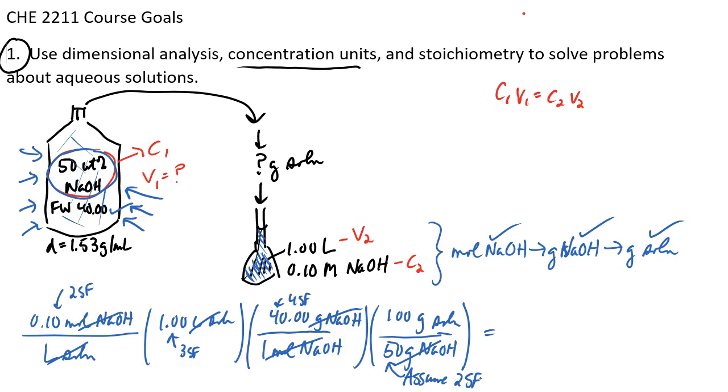So let me do the arithmetic on my calculator, and again I hope you do the same. 0.1 times 1 is just 0.1 times 40 times 100 divided by 50. I'm getting exactly 8, so I have to have 2 sig figs and call it 8.0 grams of solution. That's the final answer. And notice the way that I did the problem, I didn't even use the density.